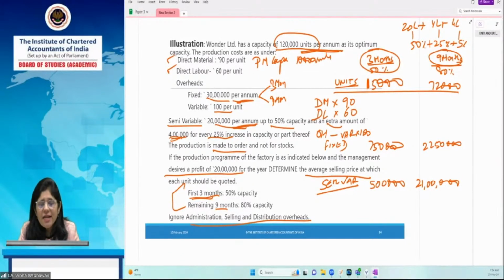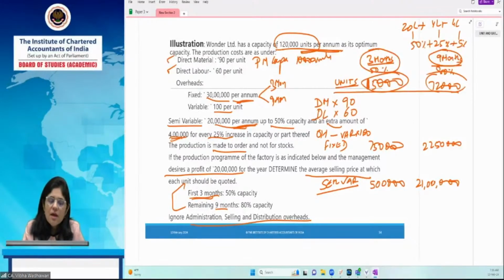The first highlight was the units capacity, because most of the students make mistakes here. They make 1,20,000 or 50%, 60,000. And 80%. So this is not the way it is. Yes, it's 21 lakh. So that is the semi-variable. So I shall repeat. First of all, you have to calculate the capacity. So 1,20,000 units was per annum, that means for the entire year. First convert it for 3 months. So for 3 months, it will be 30,000 units.